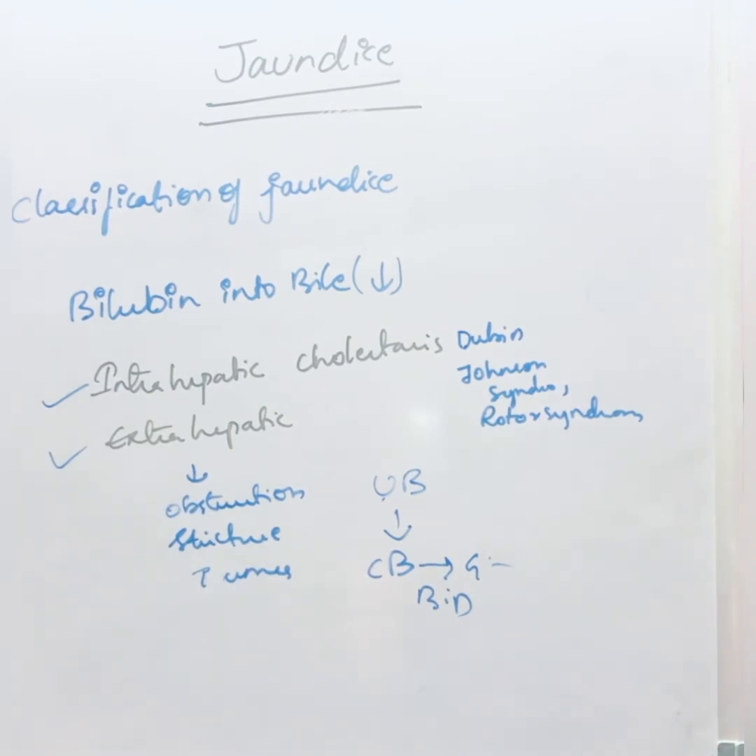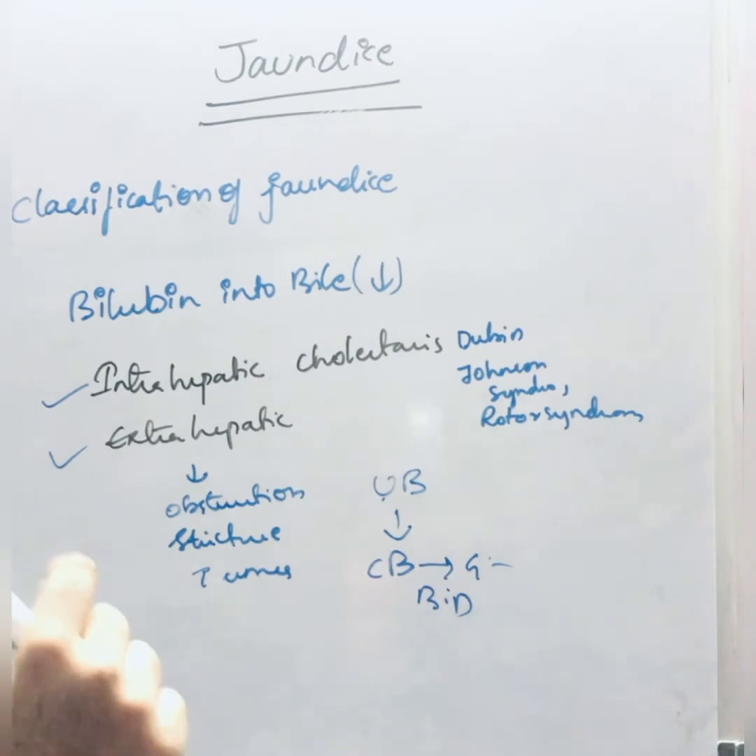Intrahepatic is nothing but the liver is unable to secrete this. Examples are like Dubin-Johnson syndrome. In Dubin-Johnson syndrome, the transporter protein is deficient. Because of that, the liver won't transport this conjugated form into the gallbladder through the bile duct. Okay, even in Rotor syndrome the same thing happens.